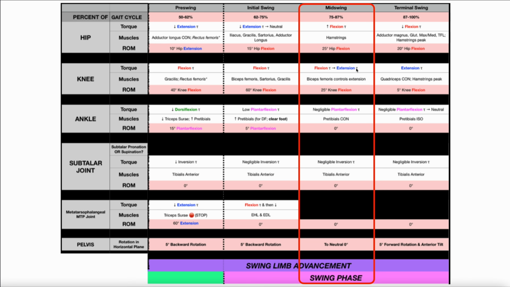And so to control that rapidly decreasing flexion torque and increasing extension torque, we have the biceps femoris, okay, one of the hamstring muscles. Again, the hamstrings also act as a knee flexor, so that can help control this knee extension, okay? Also notice from initial swing where we had the peak knee flexion, 60 degrees, it decreases quite substantially to about 25 degrees of knee flexion, okay?